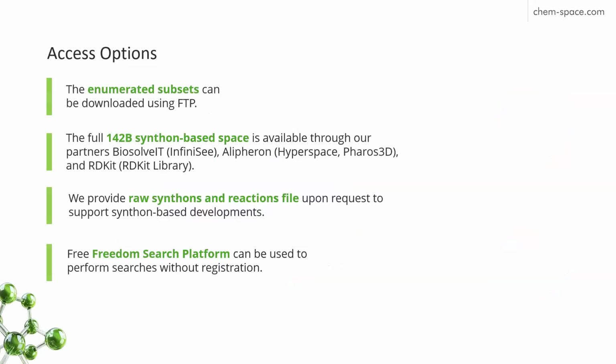So here are the access options. You can get the enumerated subsets. You can also search the space through different software like BioSolveIT and Lhasa, and also within the ArcticKit library, which we're going to talk about in the next few slides. And because Freedom Space stands for freedom to explore, we are happy to provide the raw synthons and reactions files to everybody who's interested in them, especially if you're working on some synthon-based developments.